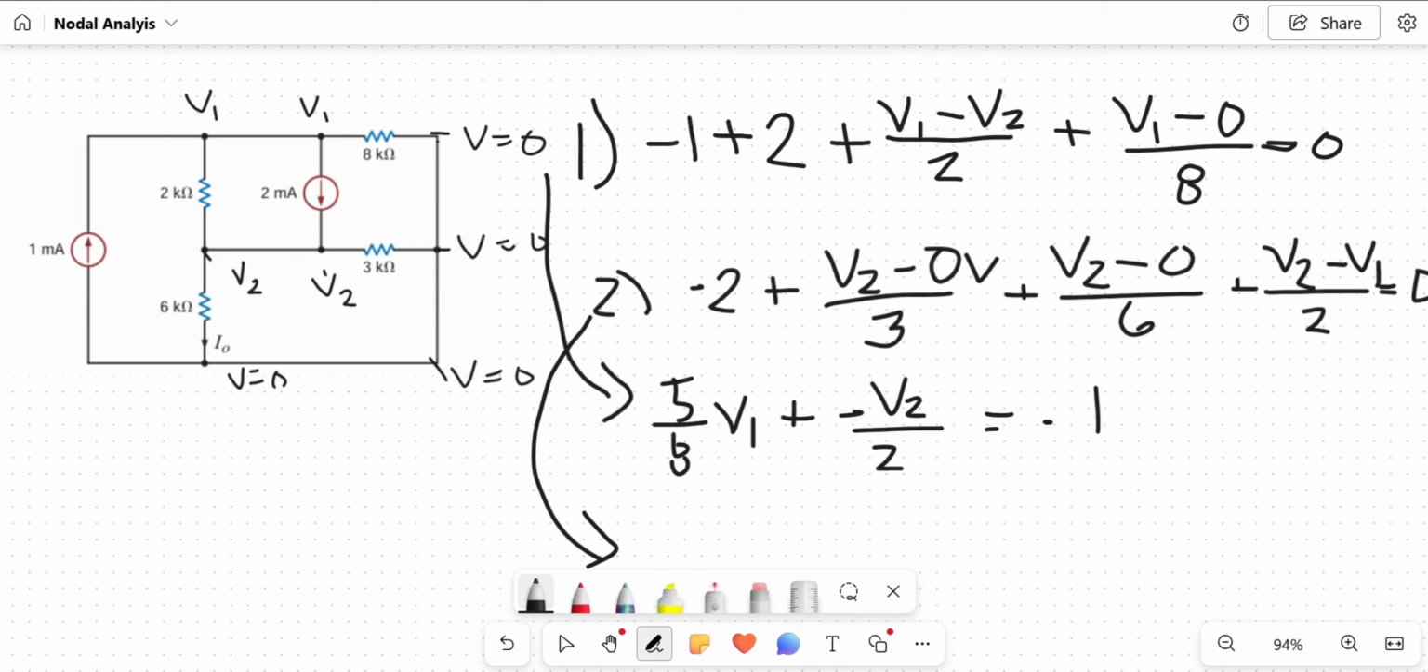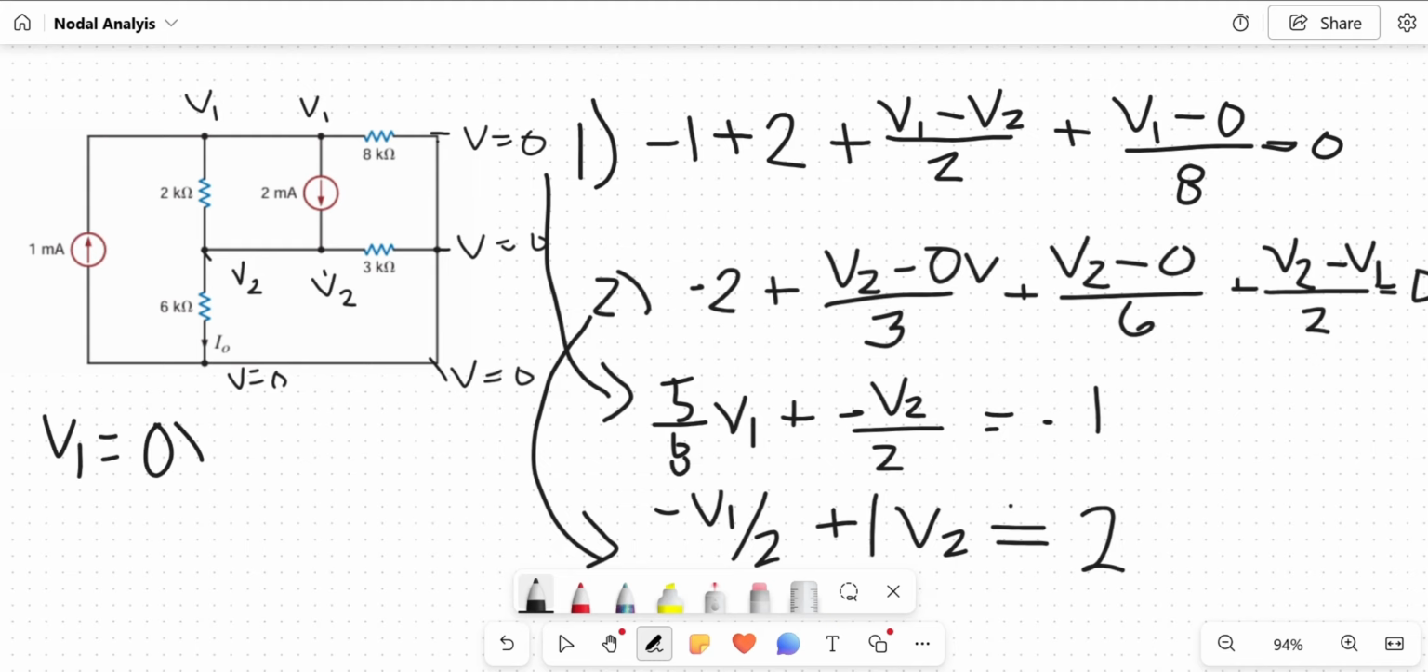And this one, we get negative V1 over 2 plus V2 over 3 plus V2 over 6 plus V2 over 2, we get just 1 V2, which equals 2. And with this, we get our V1 to equal 0 volts, and our V2 to equal 2 volts.